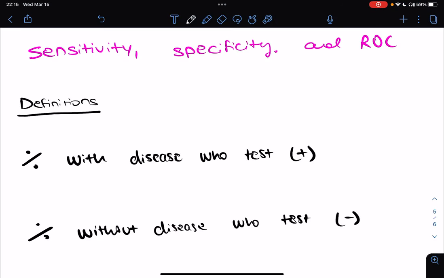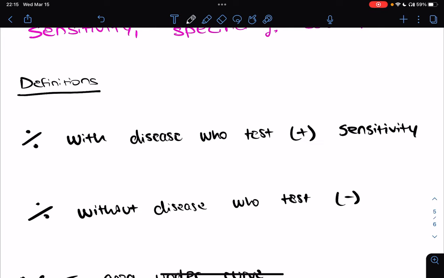Hey guys, quick video today talking about sensitivity, specificity, and ROC curves. Quick definitions here. The percent of people with the disease who test positive for that disease is called sensitivity. And the percent of people without a disease who test negative is called specificity.